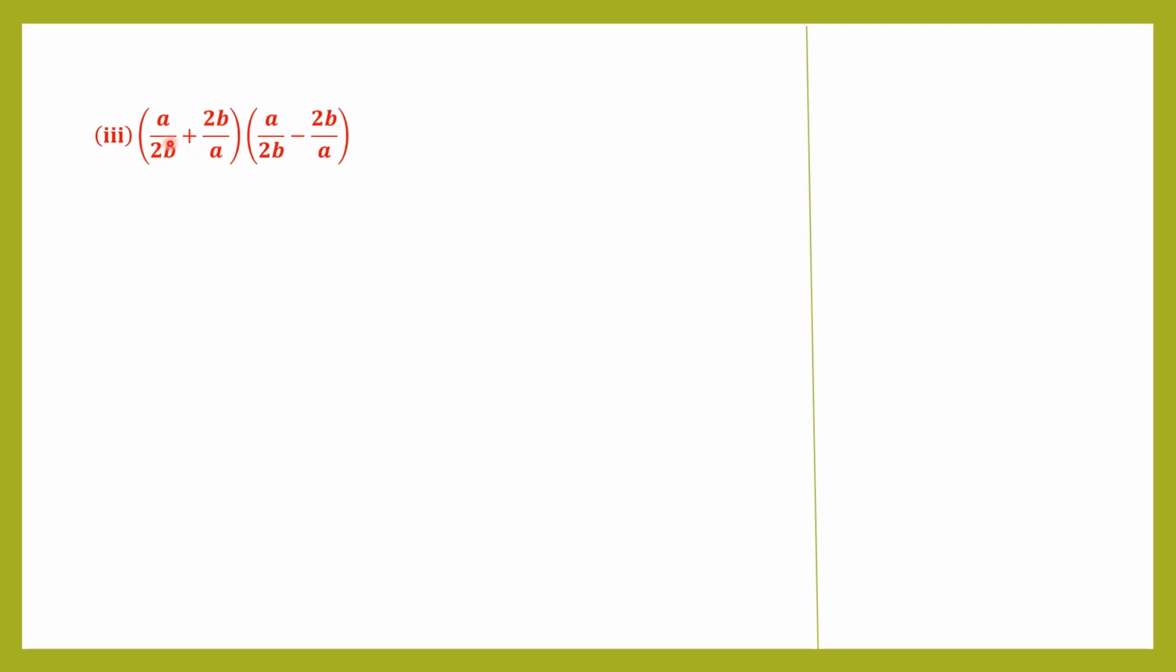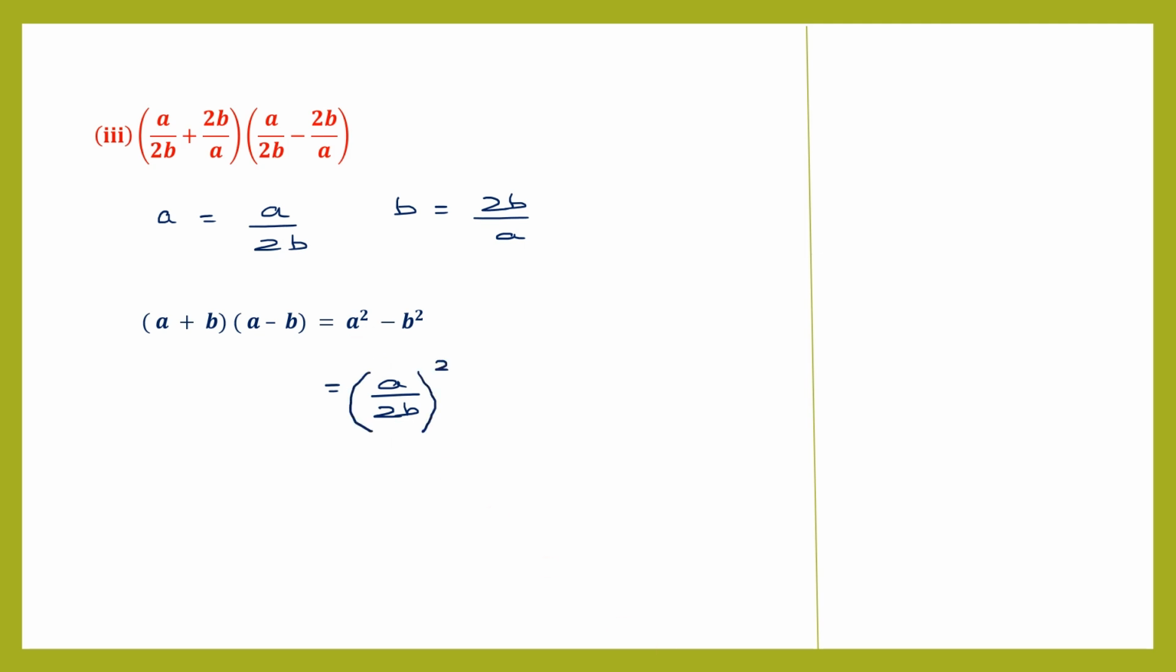Question 3. Here also we have A plus B, A minus B format. So we can again apply the formula. This is A and this is B. Let's write that A is a by 2b and B is 2b by a. According to this, A square minus B square is your answer. A is a by 2b, which we have written here, and the square of that. We put this in brackets and write the square of this, minus B square. And what is B? 2b by a, and the square of this also.